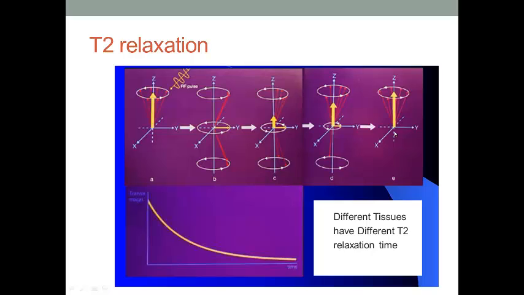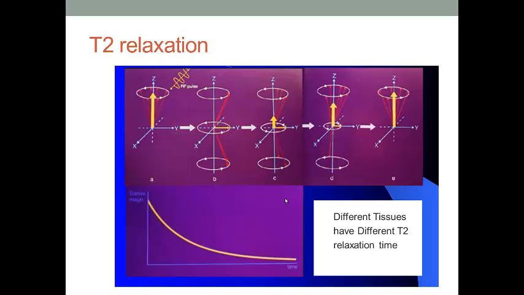What's the T2 time? We call 34% of the T2 relaxation the T2 time. That means if this is the whole time for the net magnetization to disappear to 0, then 34% of it we call the T2 time. So we can measure the T1 time and T2 time. Different tissues have different T2 times and also T1 times.